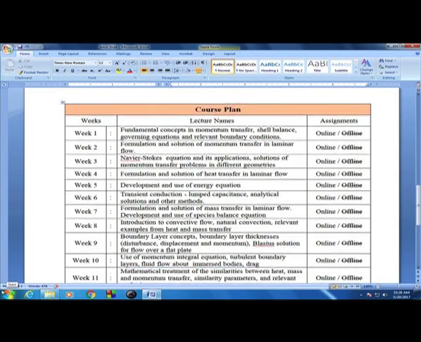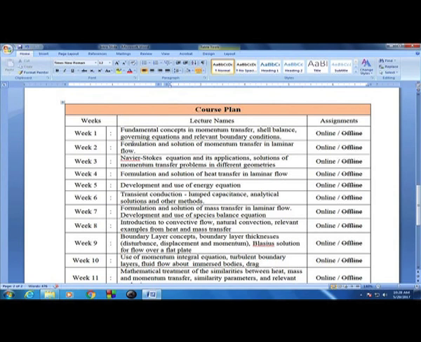So the first few lectures will be on fundamental concepts of momentum transfer, which you already know through your studies of fluid mechanics. Then we are going to talk about a new concept, which is shell balance.